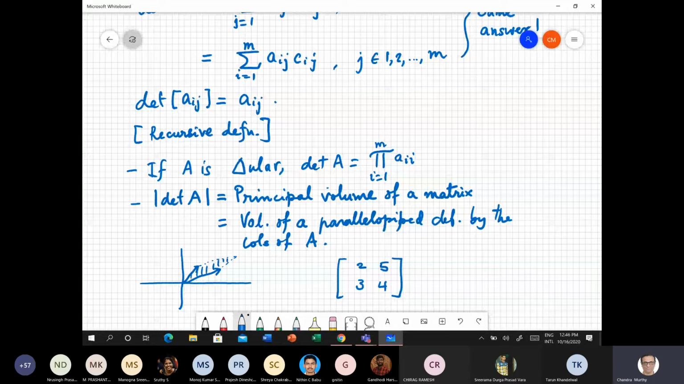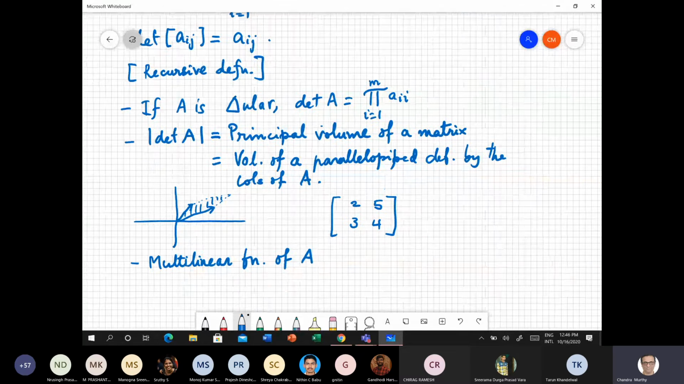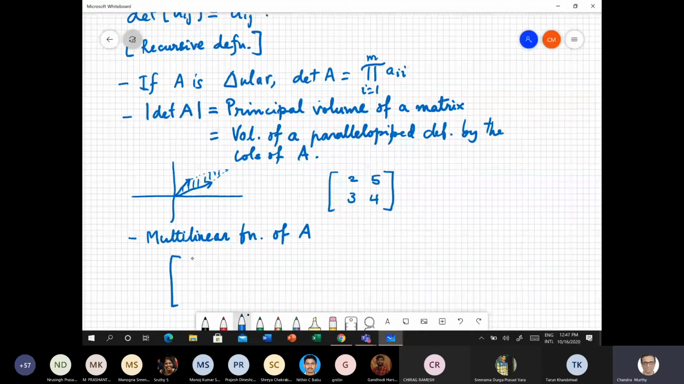This is called the principal volume of a matrix, and this also happens to be equal to the magnitude of the determinant of A. The other small point I want to make is that this is a multilinear function of A. That is, it's linear in each element by itself, but it's a combination of various terms involving different elements of A. So just to make this point clear, I'll take the trouble to write out the determinant of a 3 cross 3 matrix.